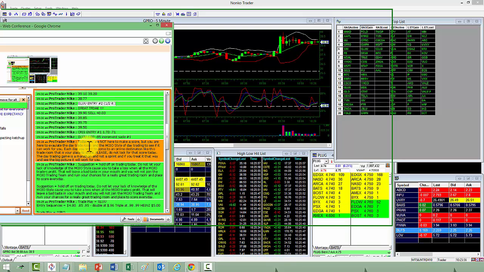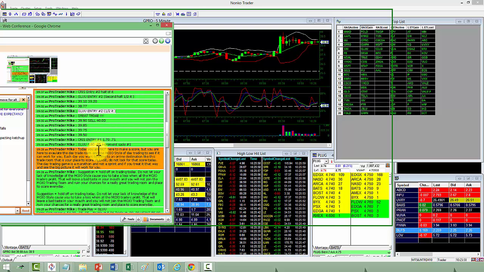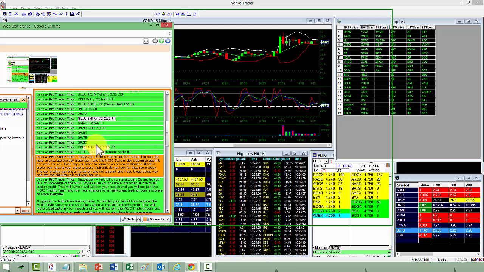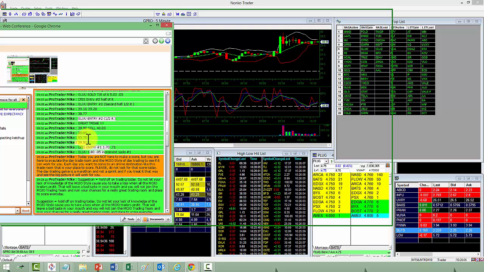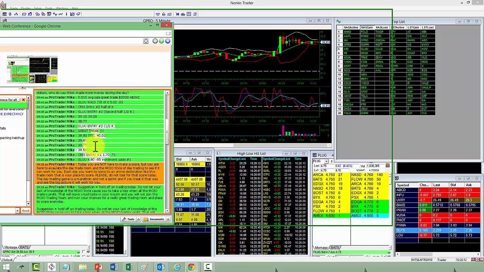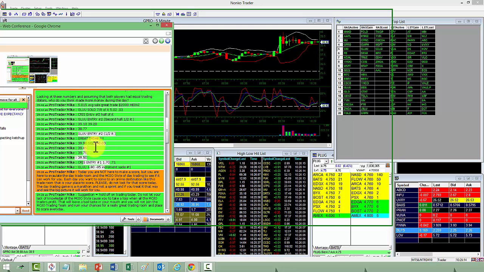And here's what we did. Glue entry number one done. Chris entry number one done. And GoPro 39.50 was the sell. We got a 39.27, sold 50, 75, 80, sold 90, and sold 40. Great trade. We made 40 cents on the opening GoPro trade.